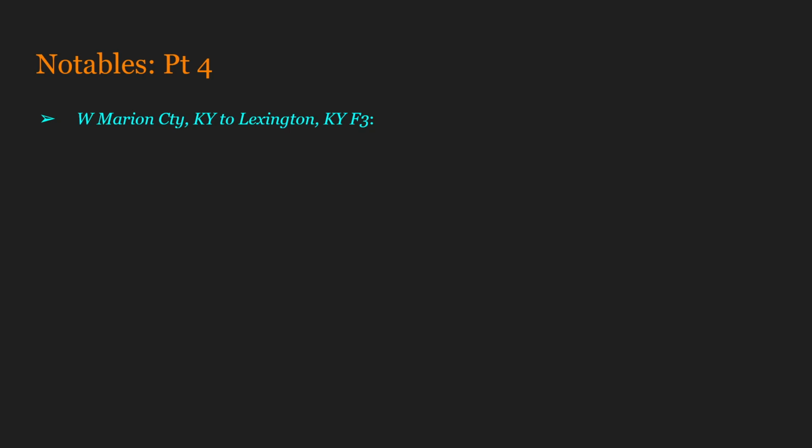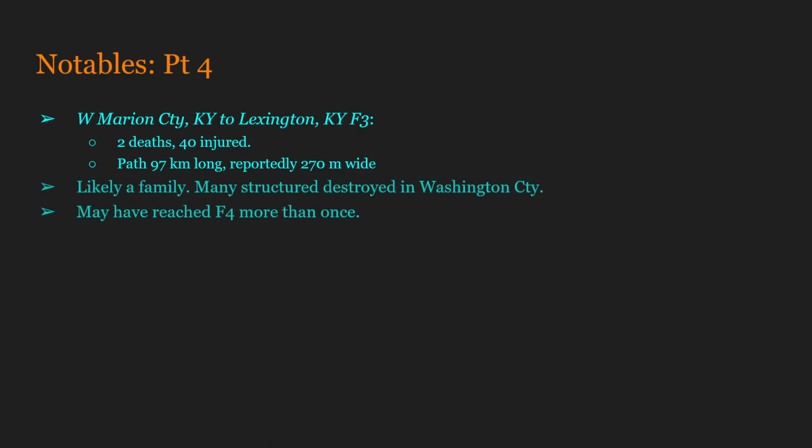Our fourth notable, I didn't find a specific town, but a county was provided, in western Marion County, Kentucky, and this went to Lexington, Kentucky, and was an F3. This tornado would cause 2 deaths and 40 injuries. With the exact same path length as our previous notable, despite it being a family, this tornado was thinner, so to say, reportedly being around 270 meters wide.